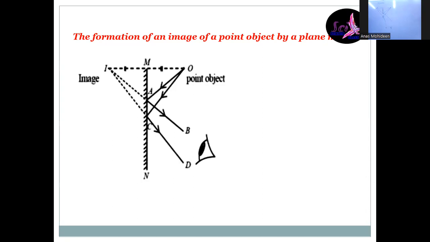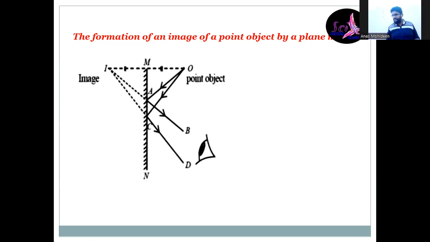But is it a real image? No, it's a virtual image. Why? Because the reflected rays, we have dragged backward, inside the mirror. But do we practically do that? We are just drawing it as a guide. So this gives you a virtual image, you can't take it out on a screen.